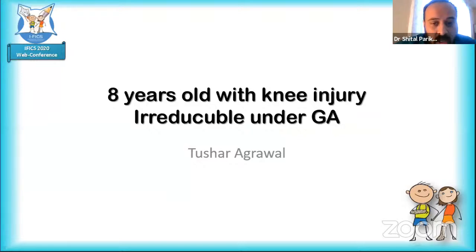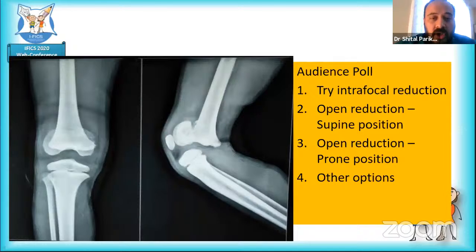I'll bring Tushar in now for his case, which is an 8-year-old with a knee injury, and this fracture was irreducible under general anesthesia. So the audience question is, what would you do? 8-year-old distal femur fracture, cannot reduce it closed under general anesthesia. The options are intrafocal reduction techniques, open reduction in a supine or a prone position, or if there are other options.